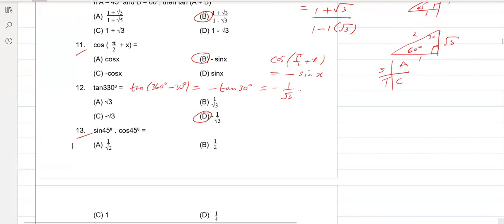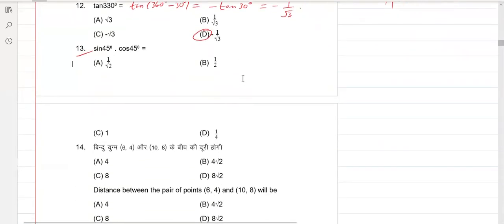13. Looking at what's sine of 45 times cos of 45. Easy question, guys. Sine of 45 is 1 over root 2. Cos of 45 is 1 over root 2, which gives half. B.